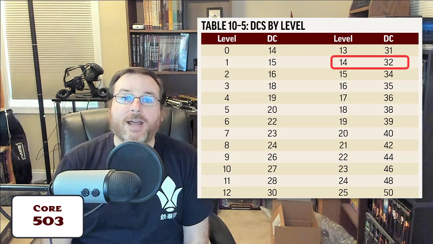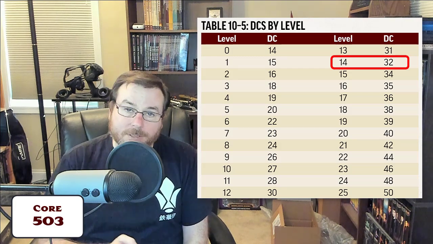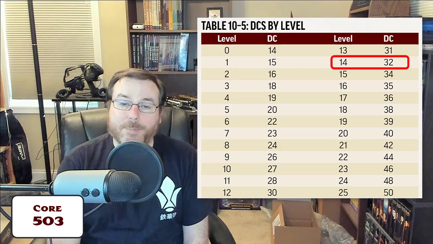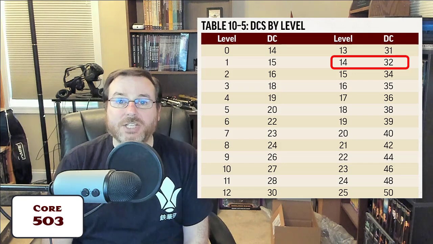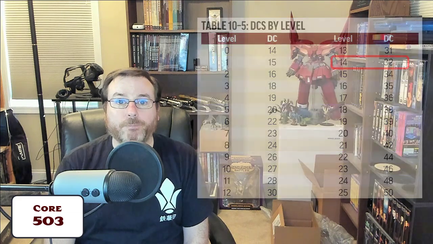you would take a look at the DCs by level chart and say 14th level guy designed it and he wanted to keep people from climbing it. Well, 14th level is a DC 32, so we're going to use DC 32 as the DC for climbing this wall. So that's it in a very brief nutshell.